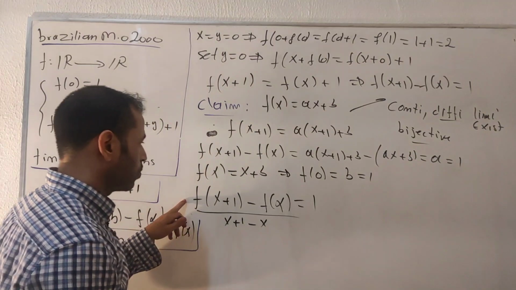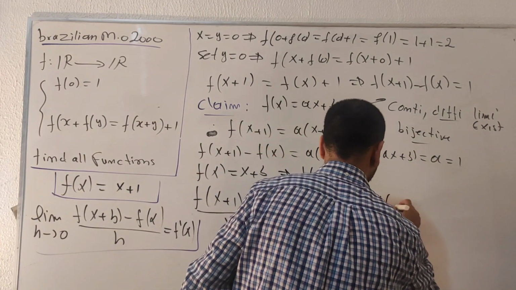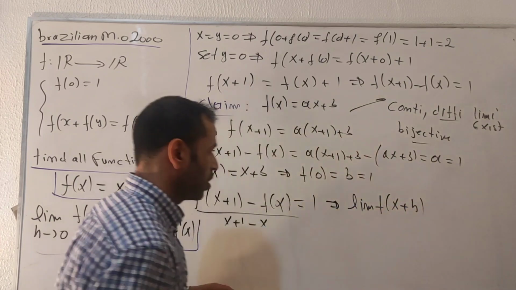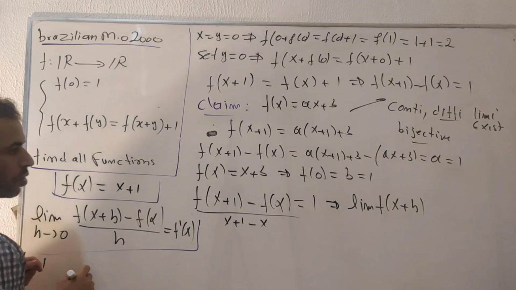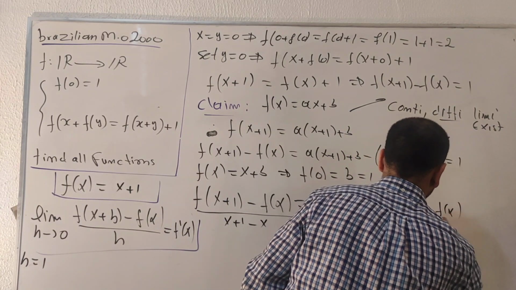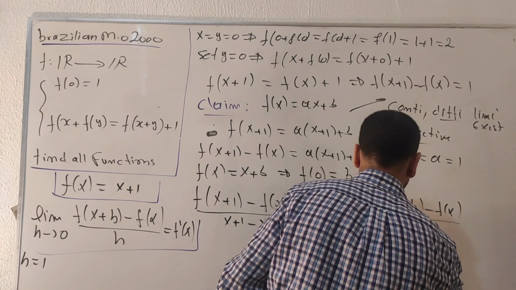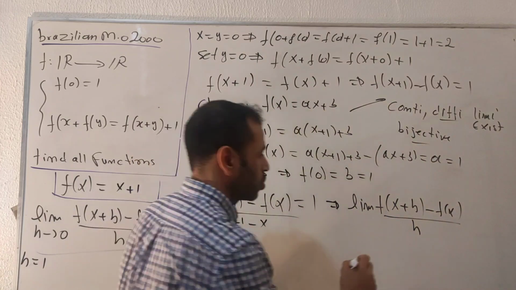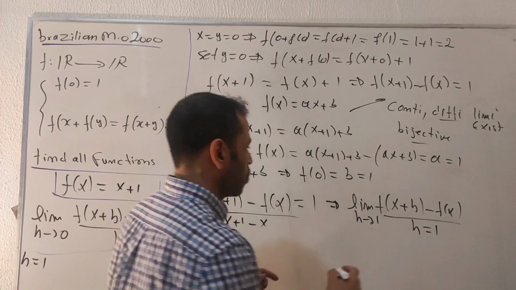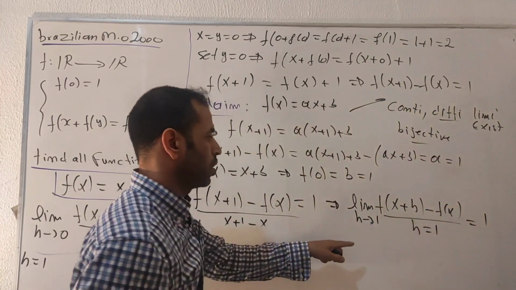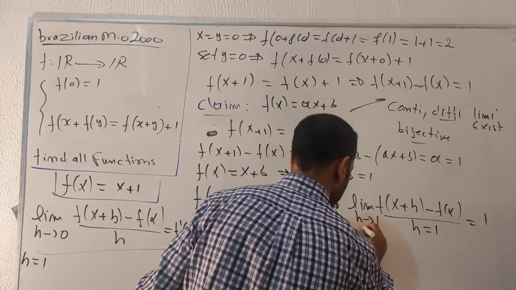Let's apply the limit on both sides. I get the limit of f of x plus h minus f of x over (x plus 1 minus x), where I replace that denominator with h, which equals 1, with h approaching 1. So we already know this one equals 1. And also by the definition, this one equals f prime of x, which equals 1. Okay?